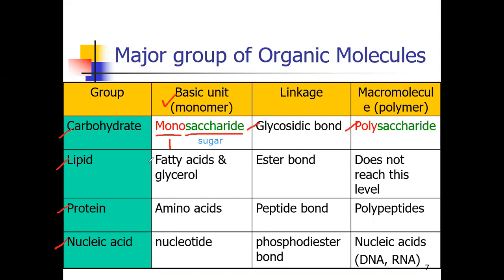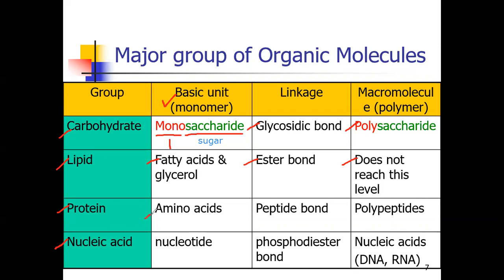Then lipid generally is made up of fatty acids and glycerol. So fatty acids and glycerol are joined by ester bond. Lipid does not reach the macromolecule level because lipid does not have many repeating subunits. It's only made up of 3 fatty acids and 1 glycerol. So there are no repeating subunits of 3 fatty acids and glycerol, which repeat itself again and again in a long chain. Therefore, lipid does not reach the macromolecule level.